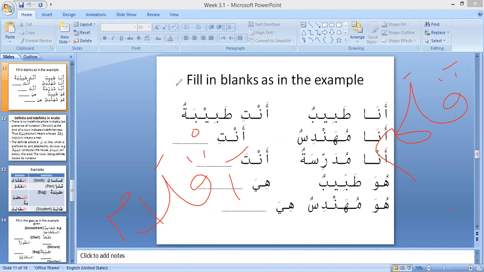What is the word for mother? What is the dual? أمي. Umman. That's right. So Umman, two mothers. You put the one shadda here, Umman. Then the plural is Ummahat.